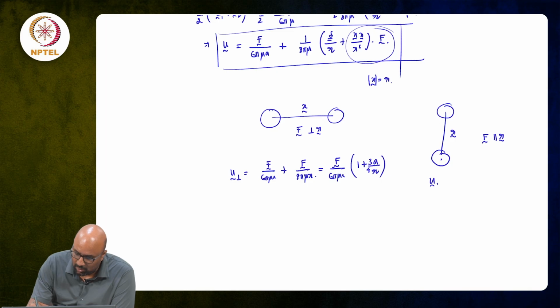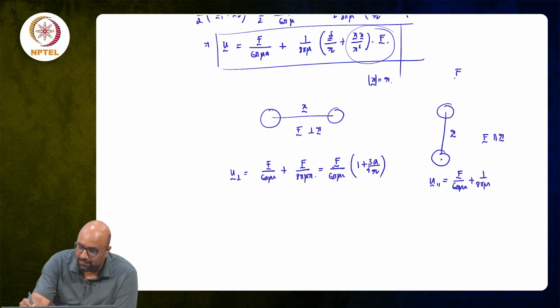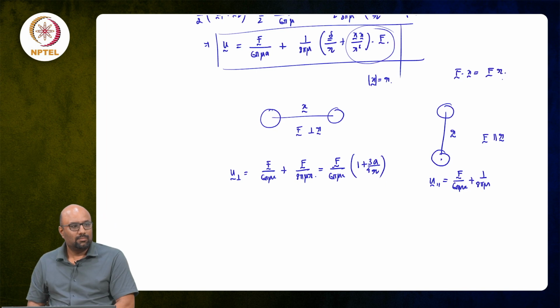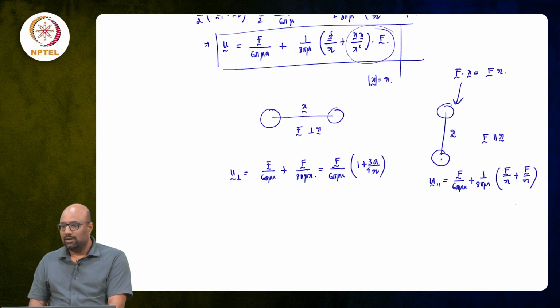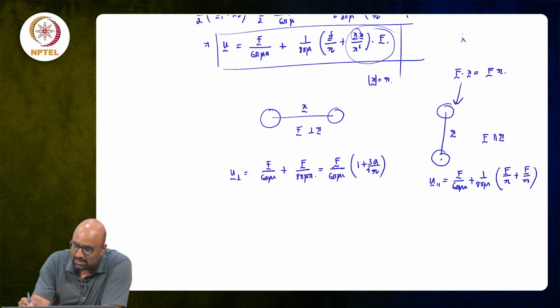What about here? U parallel. This is F by 6 pi mu A by 8 pi mu. F dot x is F times R, for this configuration. So this becomes F by R, and then I am going to get again F by R. F dot x is F times R, and again F dot, I mean multiplied with that x term, this x can be written as x hat.